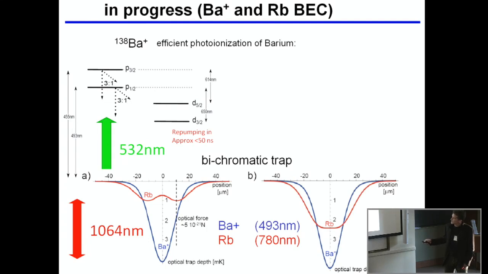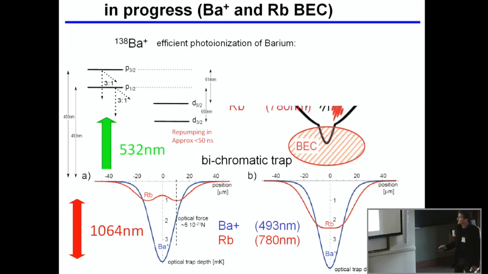This might have some advantage if you want to have some separation between the coolants and the ion, for example, for the purpose of reducing chemical reactions or reducing hardcore collisions, but still getting sympathetic cooling, having the rubidium atoms here and the barium ions in the center. But if you want to have them maximally overlapped, you just have to increase the laser power a little bit, and you see here this small increase in potential depth for the barium ion means a lot for the rubidium atoms, just because they are closer to the 1064 nanometers.